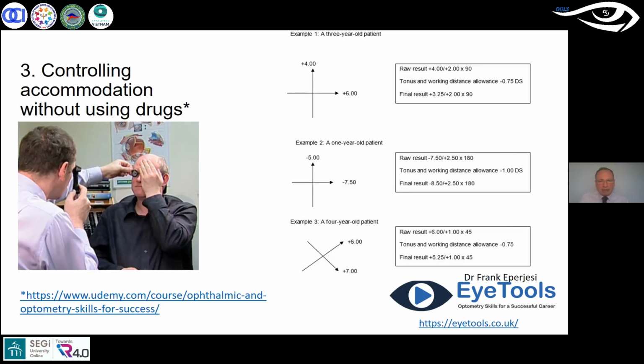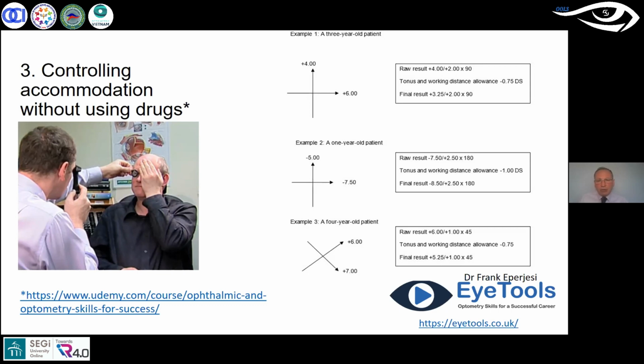I introduced this into the university curriculum when I started working there as a lecturer. So there are many optometrists now in the UK, not just from me but from other people as well, who are familiar with this technique. And I would encourage you to try it.